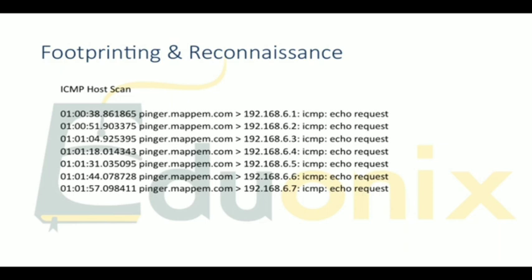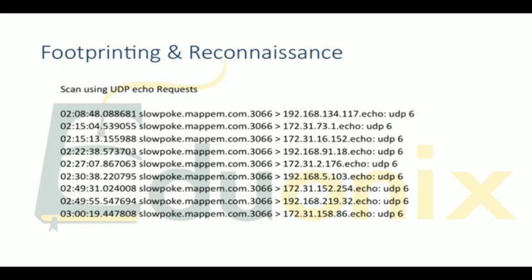You can see from pinger.mapm.com going to these addresses. If there was a successful ICMP echo request, you would see an ICMP echo reply coming back from the address. And in the trace you can see here the attacker is targeting multiple network addresses.